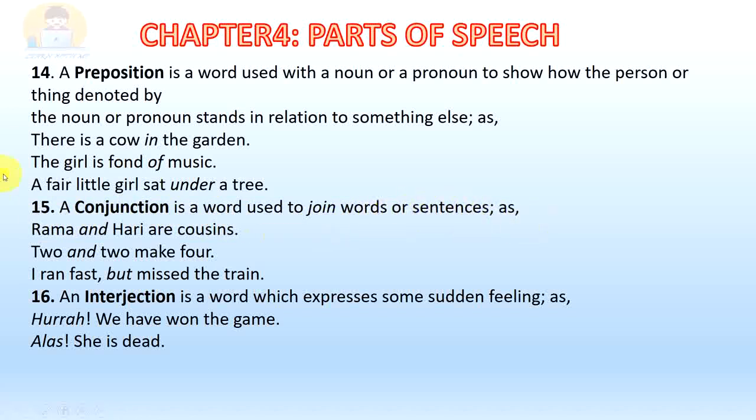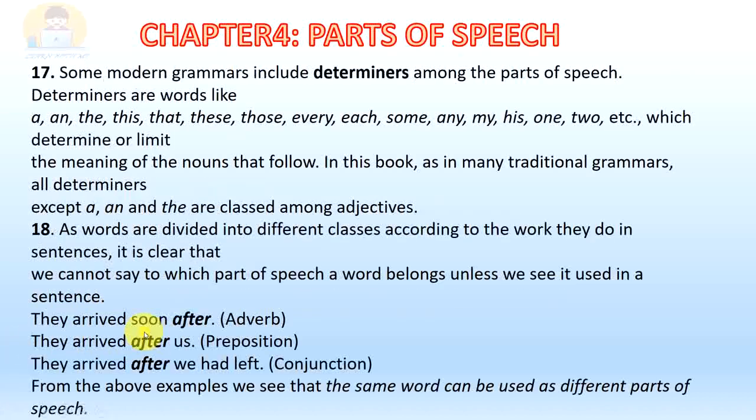15. A conjunction is a word used to join words or sentences, as Rama and Hari are cousins. 2 and 2 make 4. I ran fast, but missed the train. 16. An interjection is a word which expresses some sudden feeling, as hurrah! We have won the game. Alas! She is dead.